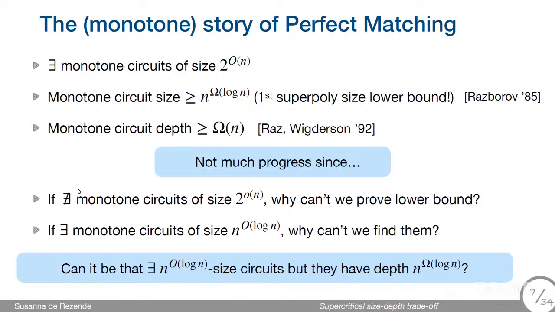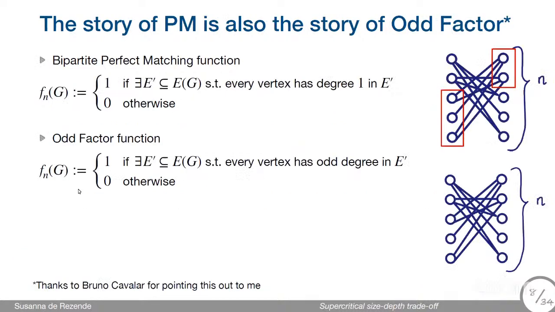Okay, there's another problem which I want to talk about, which is not talked about so often, odd factor. And now you see why I wanted to write the bipartite perfect matching function, because the odd factor function is very similar. So I'm asking, is there a subset of edges such that every vertex has odd degree in the set? So instead of degree 1, is there a set where every vertex has odd degree? If we look at this same graph here, it actually does have an odd factor. It doesn't have a matching, but it has an odd factor.